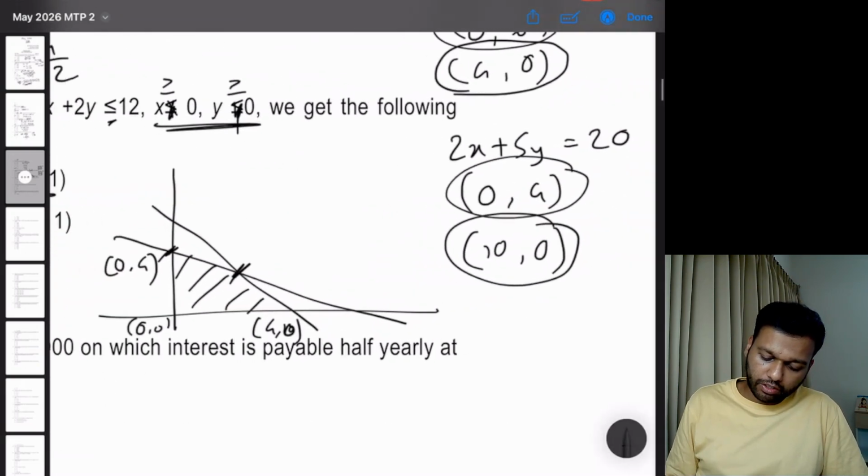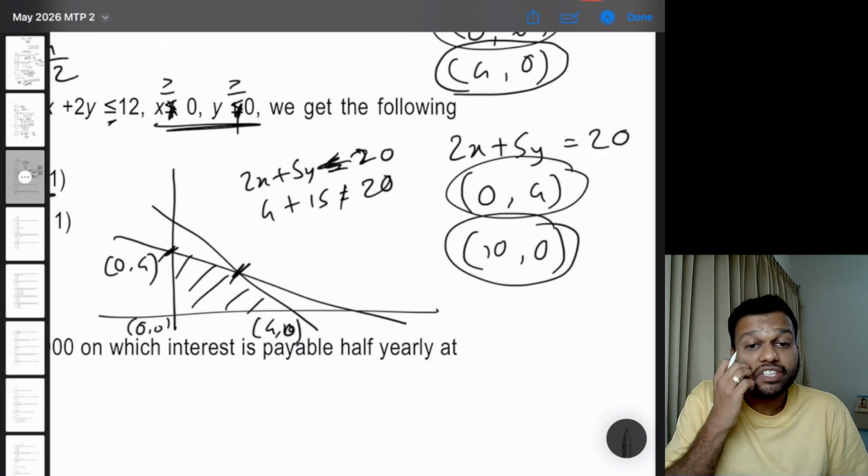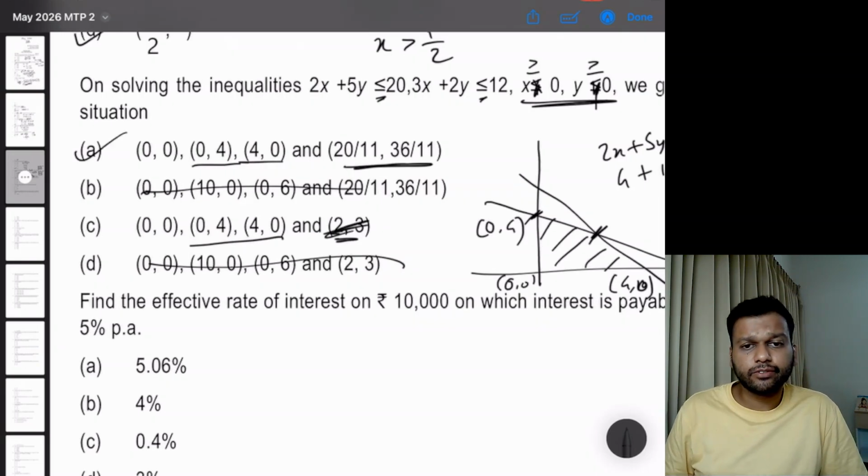If I put 2x plus 5y is equal to 20. If I put x as 2, that means 4, plus y as 3, that means 15. 4 plus 15 is less than equal to, not equal to 20, right? 4 plus 15 is 19. So of course that is not the correct answer. So option A is the correct answer.